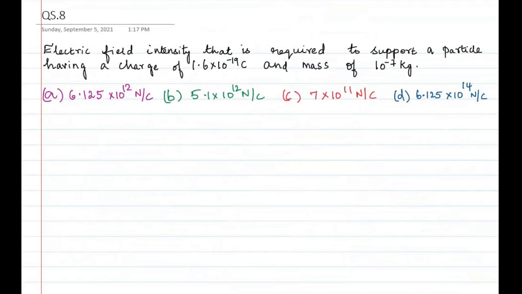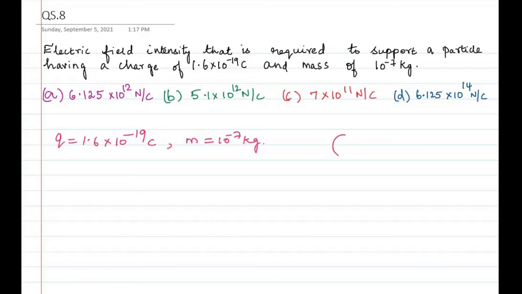Next is the electric field intensity that is required to support a particle having a charge of 1.6 into 10 to the power of minus 19 coulomb and a mass of 10 to the power of minus 7 kg. So what is the amount of electric field intensity?